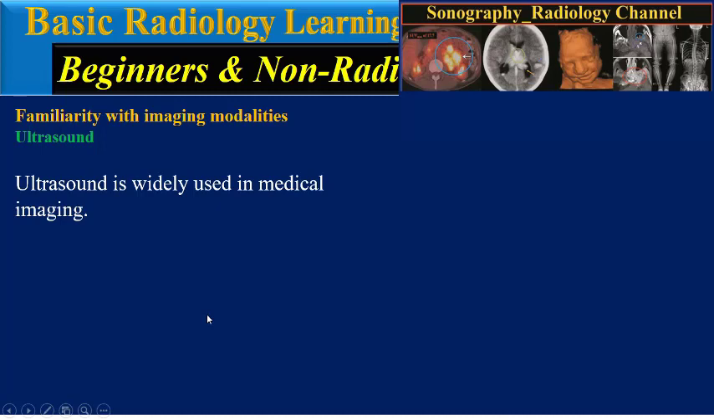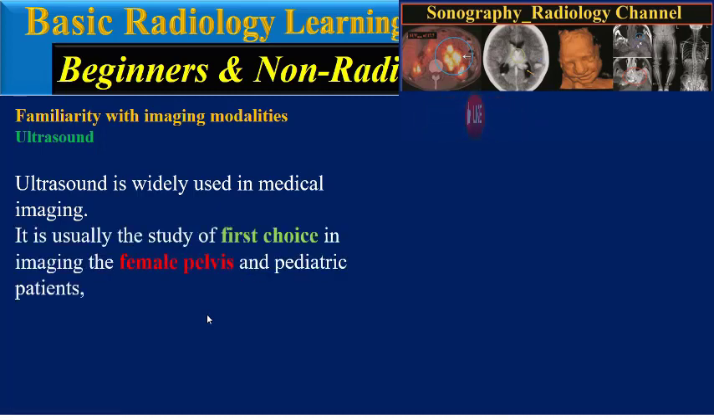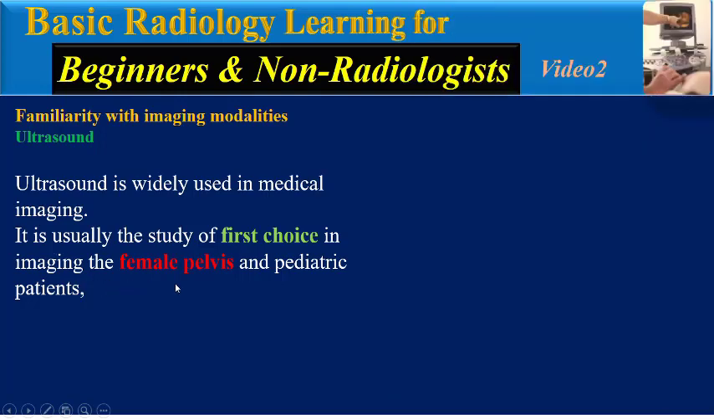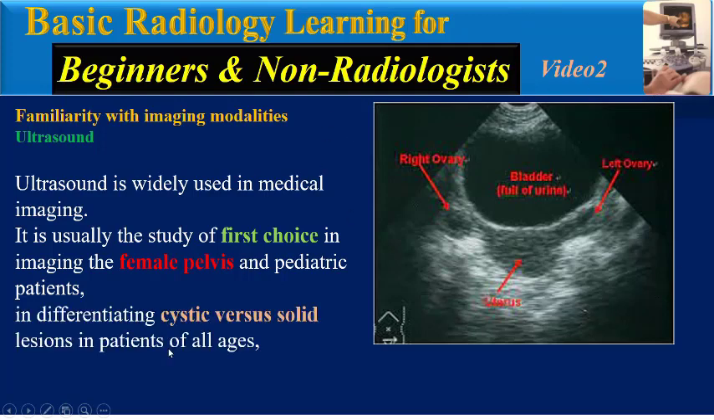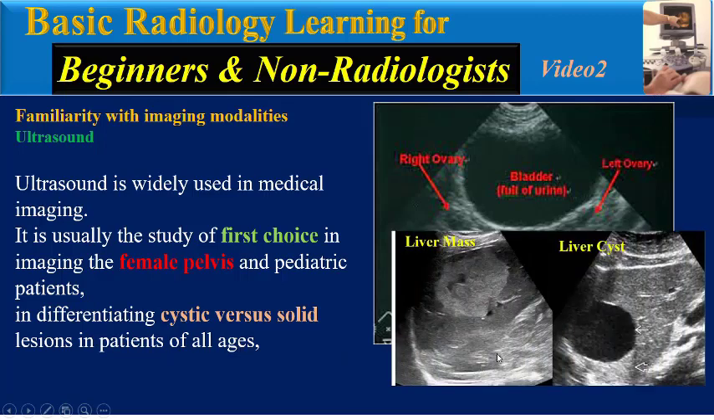Ultrasound is widely used in medical imaging. It's usually the study of first choice in imaging the female pelvis, as we can see in this ultrasound image: the uterus and both ovaries, the bladder, and also other organs in the pelvic cavity. We can use ultrasound in differentiating cystic versus solid lesions in patients of all ages. As we can see in this image, a mass in the liver parenchyma and also a cyst in the liver.